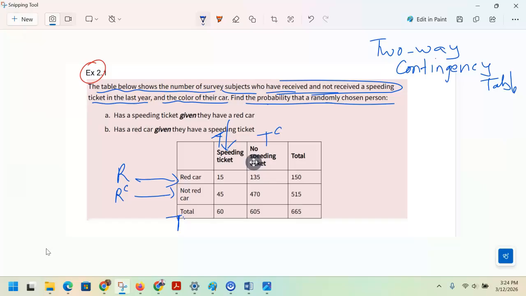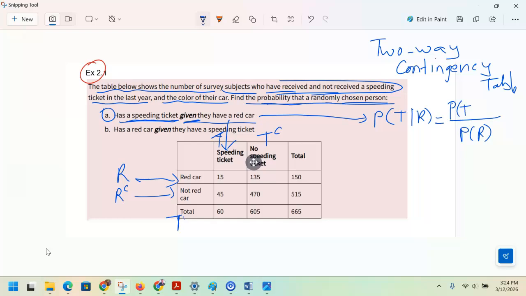Now the first question is asked. Find the probability that a person chosen has a speeding ticket given that the car is red. So this is how you write the conditional probability: you already know the car is red. So all you do is make a ratio. R goes down, so the probability of R. And the top one is both T and R, meaning the person got a ticket as well as his car is red.